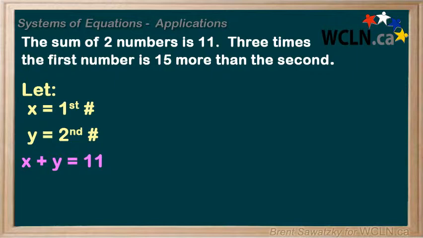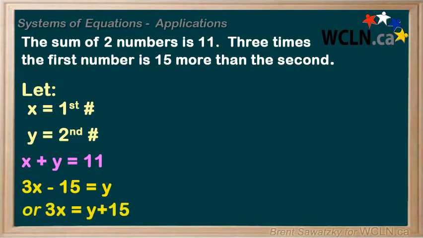We're also told that 3 times the first number is 15 more than the second number. So 3x is 15 more, so we'll have to subtract 15 to get the second number, y. Or some would write it like this: 3x equals y plus 15. It's the exact same thing. The second number needs 15 more to be equal to 3 times the first number.